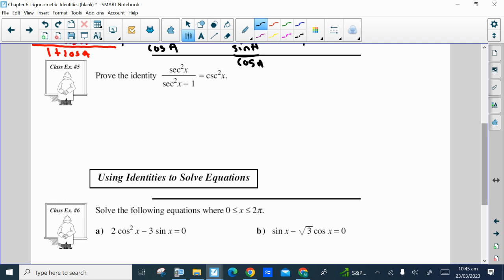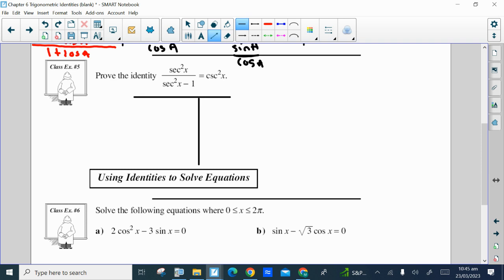Okay, so on this next one then, we want to show that the left side equals the right side. Normally we work down the more complicated side first, which in this case would be the left side. The right side is cosec squared x. I'm going to leave it like that for now. You do know that cosecant is 1 over sine, so you could also write that as 1 over sine squared x. And we might have to do that, but for now, I'm just going to leave it as is.